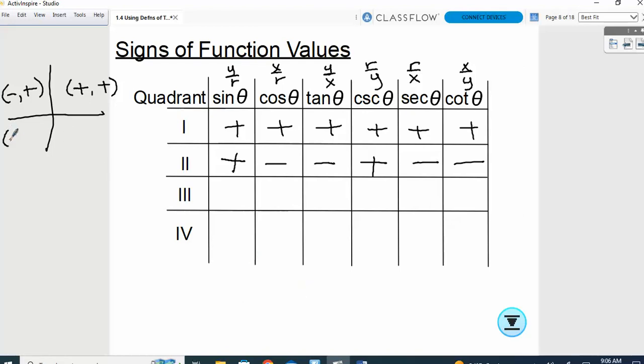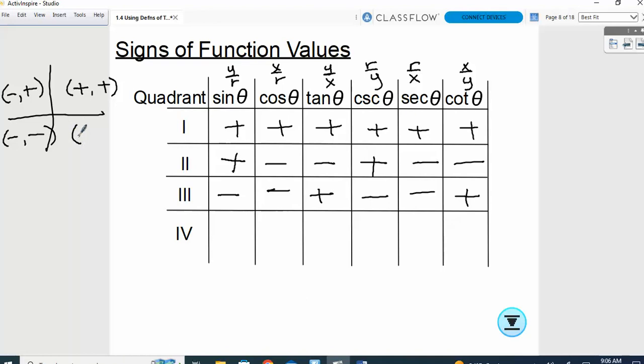In quadrant 3, x is negative and y is negative. Alright, so y over r would be negative, which means cosecant is as well. Cosine, x over r would be negative, so secant is as well. Tangent, y over x, negative divided by a negative, positive, so cotangent is as well.